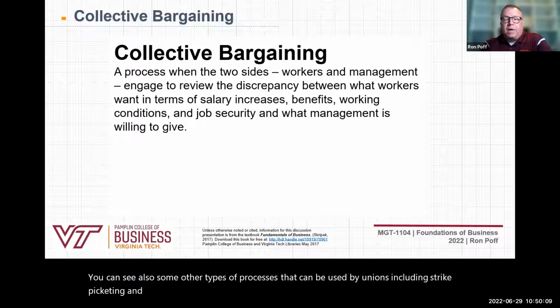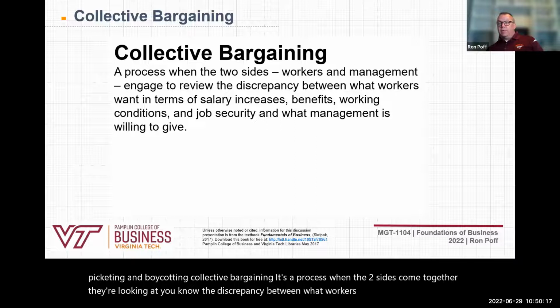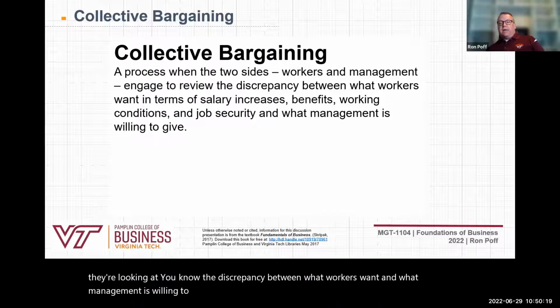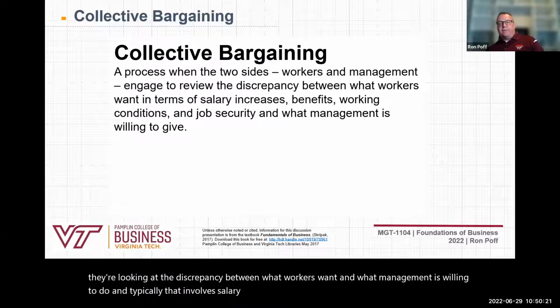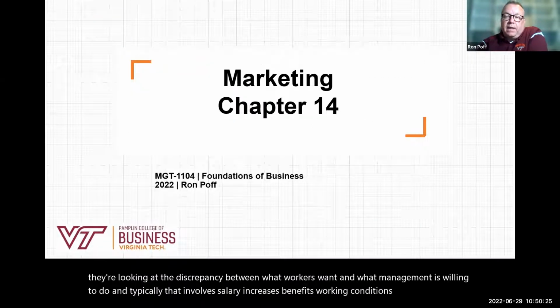Collective bargaining is a process when the two sides come together. They're looking at the discrepancy between what workers want and what management's willing to do. And typically that involves salary increases, benefits, working conditions, job security, and the like.